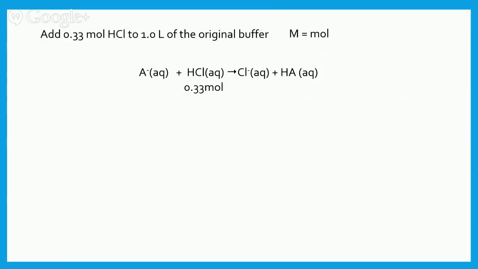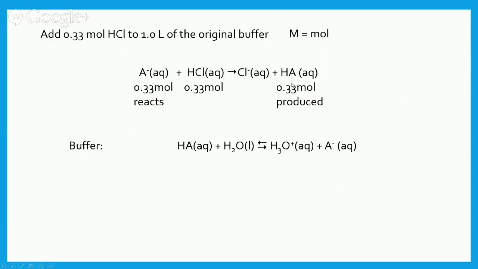So again, we're neutralizing 0.33 moles of this acid. It's going to take an equal amount of our conjugate base to neutralize it, because again, everything's 1 to 1 to 1 to 1, which means we're going to produce 1/3 of a mole of our weak acid from this neutralization process.